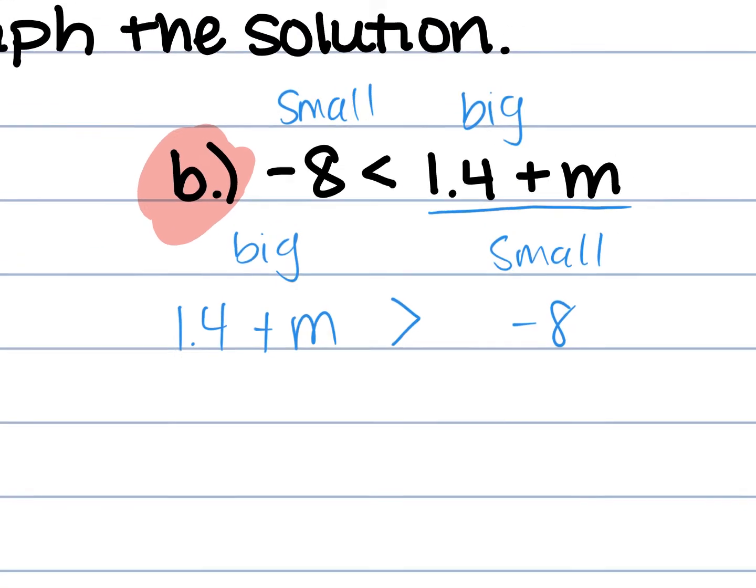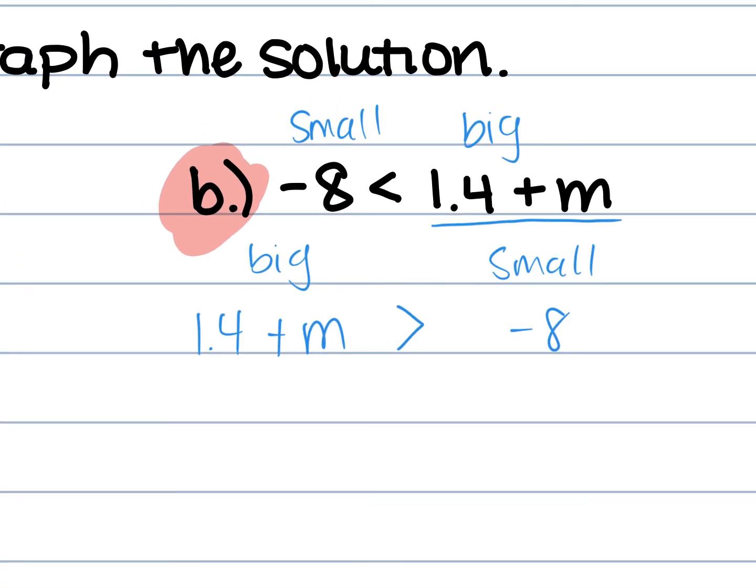What do I need to do? Because m is still not isolated. It's got the 1.4 with it. What can I do to isolate m? Josh? Subtract 1.4. Good. We're going to subtract 1.4.